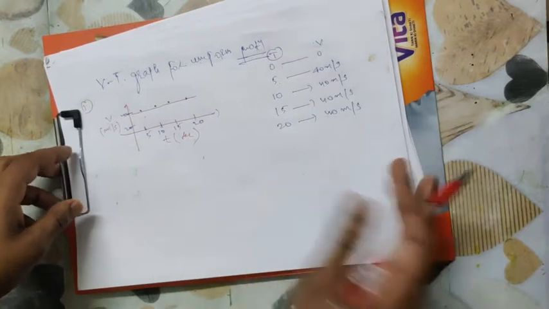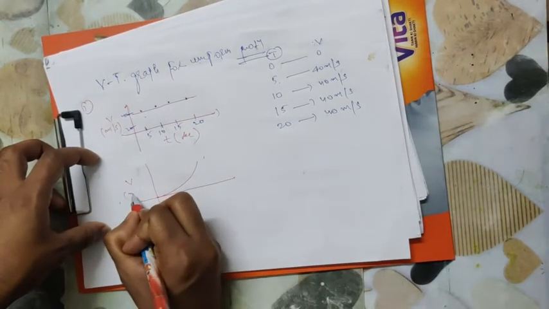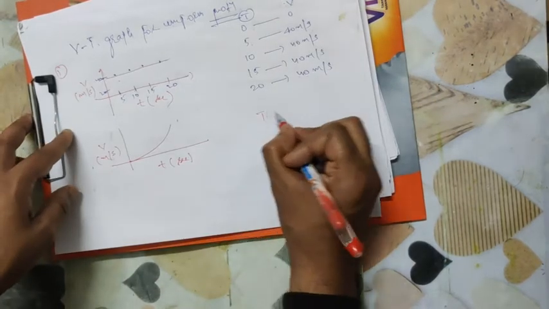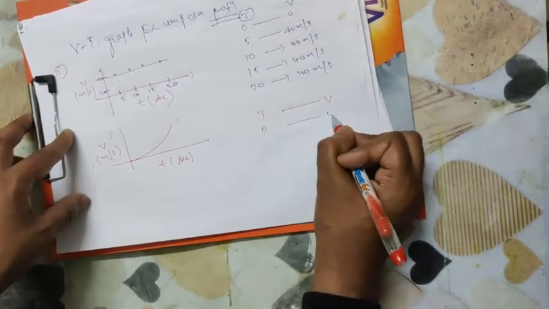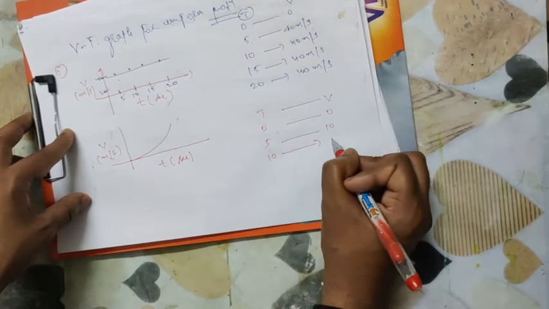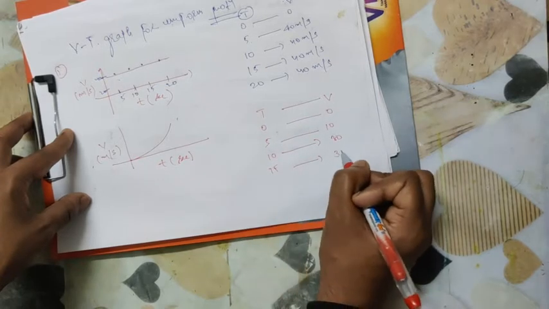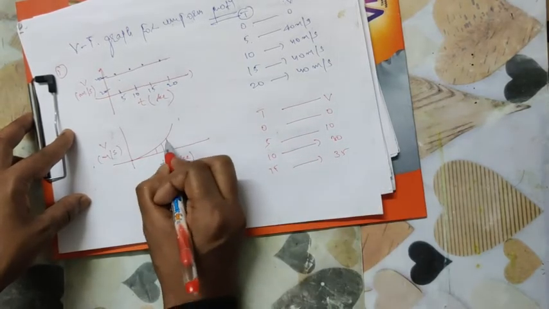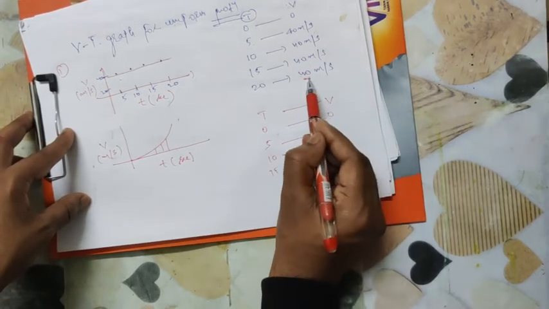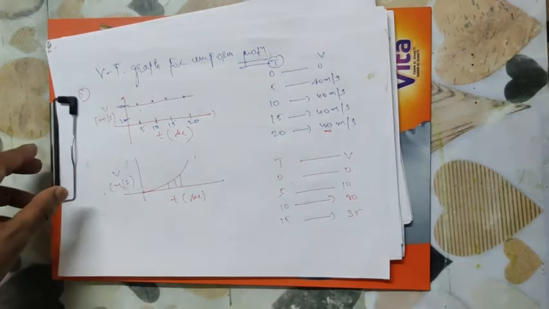Next you have the velocity time graph for a car moving with non-uniform motion, the same way. Time in seconds, I hope you will understand. At 0 second it is 0, at 5 second it is 10, at 10 second it is 30, at 15 second it is 35. It is increasing, but non-uniformly. Here the velocity for uniform motion is constant. So this is the velocity time graph for uniform motion.